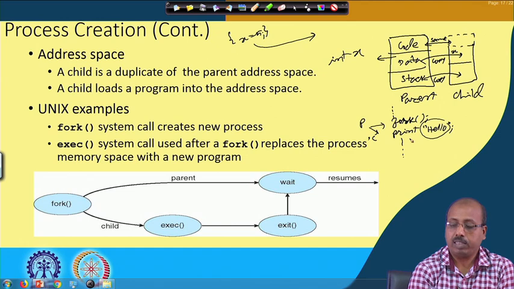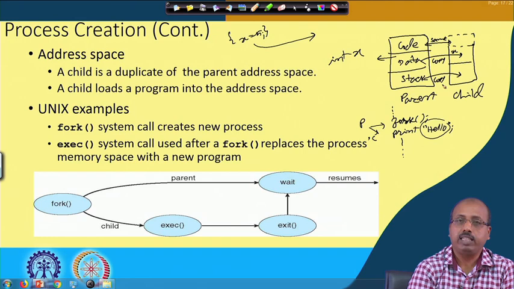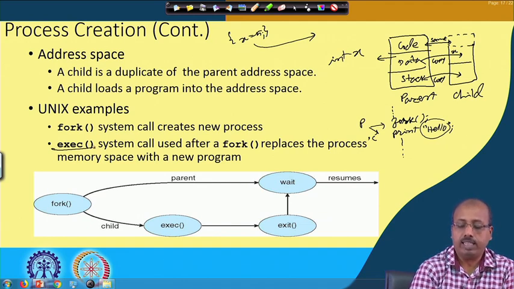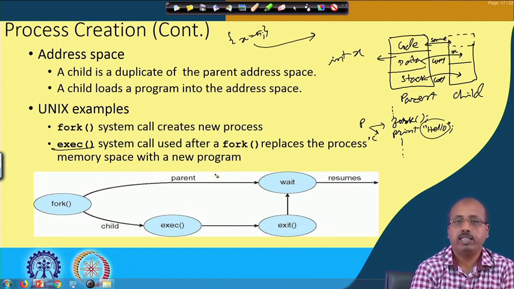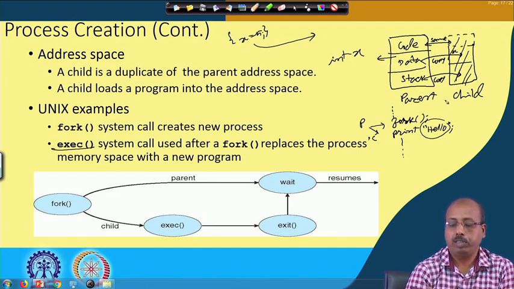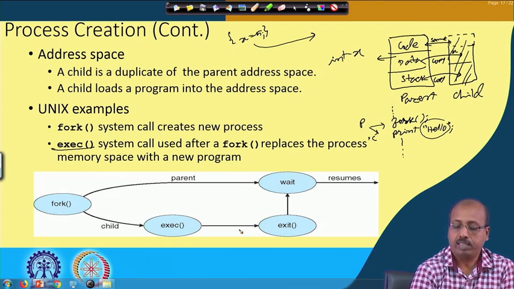But this is by default what is provided by Unix, and we may not want it. We may want the child to do something new, and for that purpose there is another system call, exec. What this exec call does is that it replaces the process's memory space with a new program. Maybe for the new process that I have created, I want to execute some other program. So, this exec call will overwrite all this portion and it will be loaded with the new program that we want to execute. That is why this child process will be executing a new program.